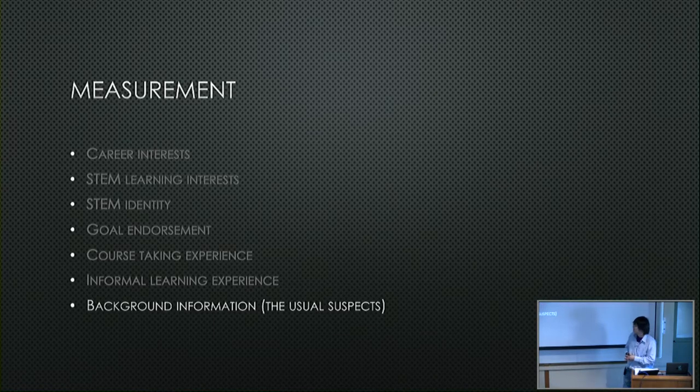And lastly, we have much background information. We call them the usual suspects, such as gender, race, age, parent education, SAT score, and such. So this is just to give you a glimpse of the measurements we have.